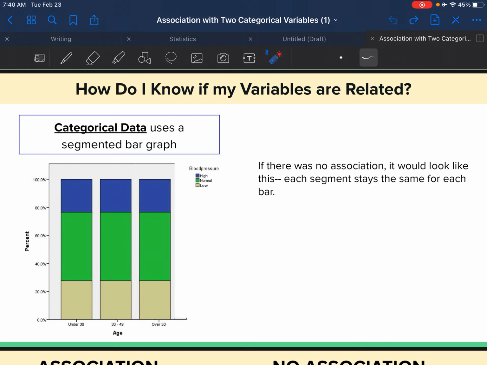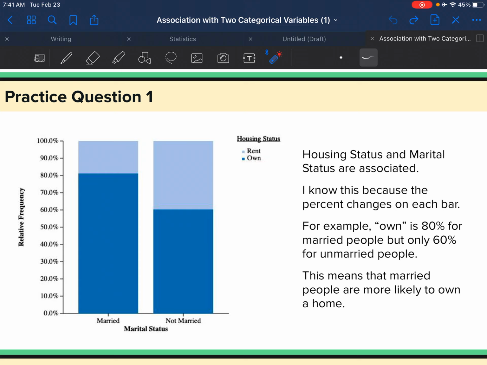So practice question 1, these are associated because the percent changes on each bar. The own category, the dark blue, is bigger for people who are married, and only about 60% for those who are unmarried. So this tells me that people who are married are more likely to own their own home. There's some sort of relationship there.